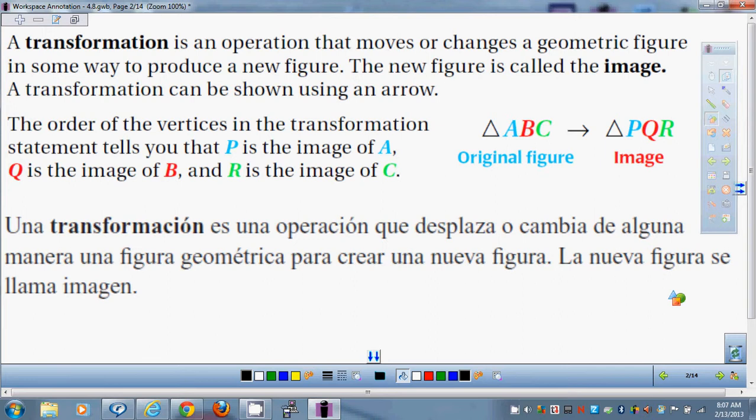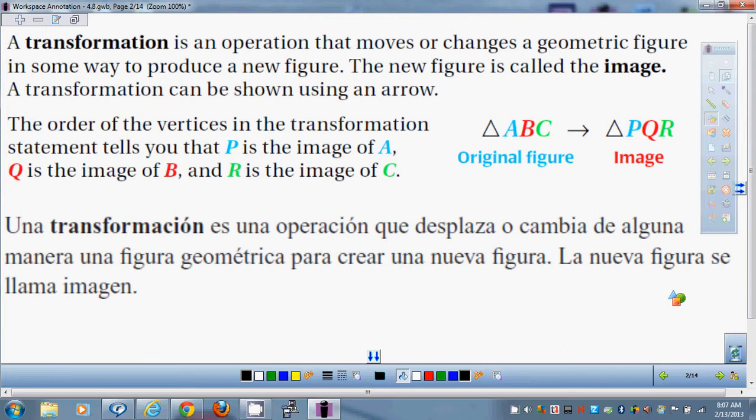A transformation is an operation that moves or changes a geometric figure in some way to produce a new figure. So in other words, we're going to start with some figure. This gave you an example of a triangle, although it won't always be a triangle. The Dom wasn't a triangle. And then we will do something to it, hence the arrow, to form a new image. So we're always going to have a pre-image, which is before we transform it in any way, and then an image. So in the Dom, the red was the pre-image, the blue was the image.